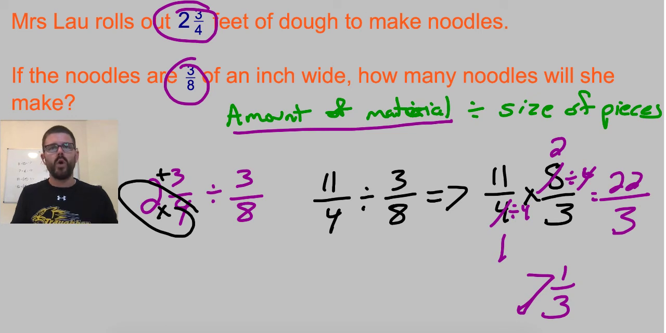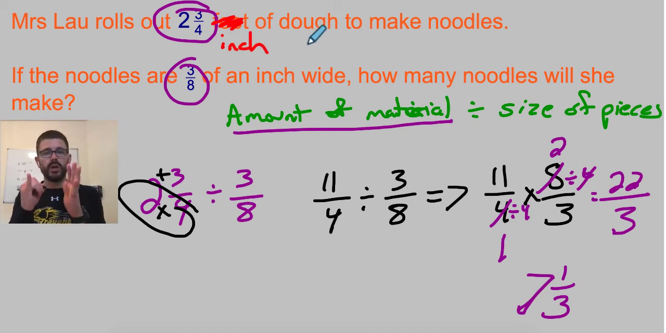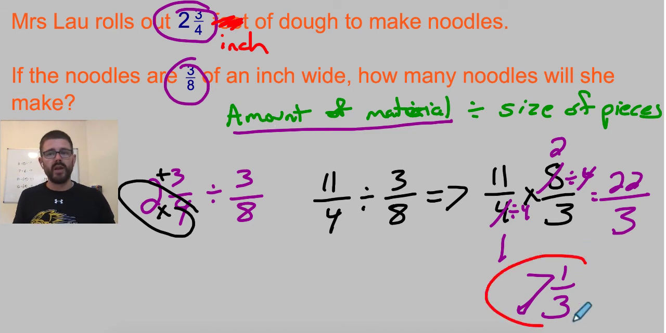Oh, I forgot one little bit. There was a typo here. It's not 2 3/4 of a foot. It's 2 3/4 of an inch of dough. So she has a little chunk of dough. She's going to slice it up into pieces, and we get 7 1/3 noodles.